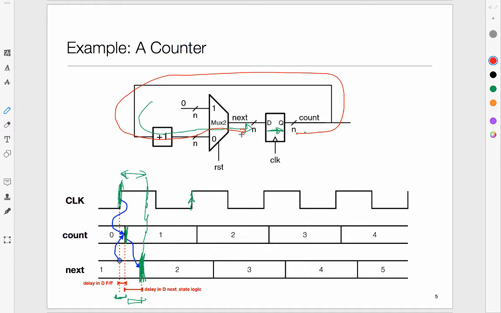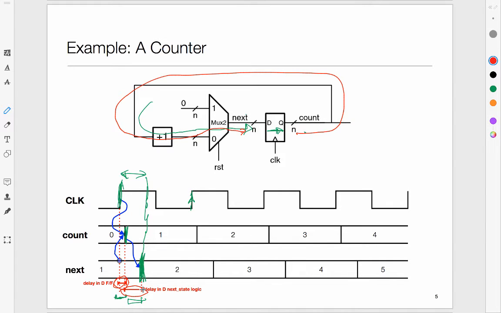In this case, the incrementer, the multiplexer, and of course the pieces of wiring that exist between them. That's the effect we were seeing here: there was a flip-flop delay, and then there was a delay through the logic.